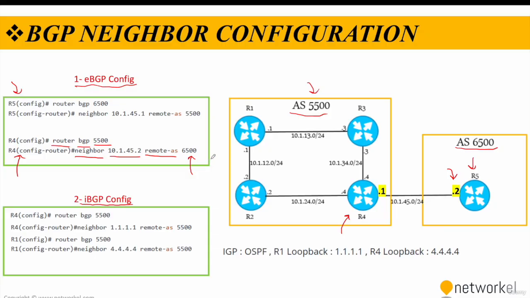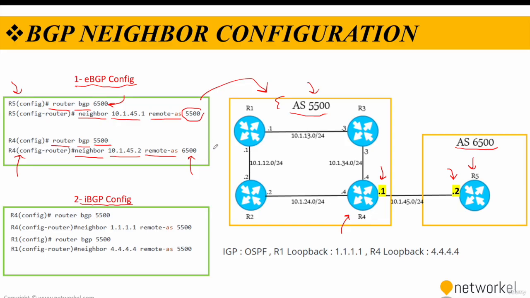Okay, so I'm doing the same thing on router 5 as well. Router BGP and the AS number of router 5 itself. Then I am defining the neighbor and the IP address of the peer, followed by remote AS and the AS number of my router 4. Okay, this is how I'm going ahead and creating my eBGP neighborship.